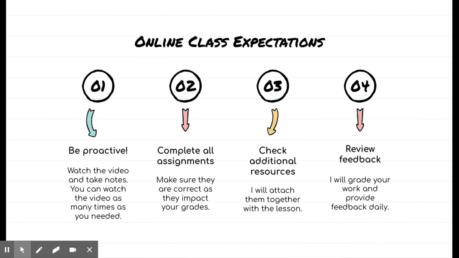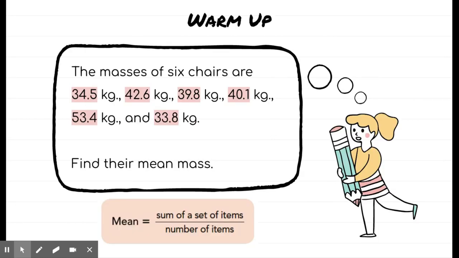Just to remind you of the class expectations, make sure you're proactive and you're watching the video carefully before you move on to the practice. And make sure you complete all assignments. Check any additional resources that I posted and make sure to look at the feedback once you receive your score. If you're scoring less than 65%, it is also a smart thing for you to reattempt the assignments again.